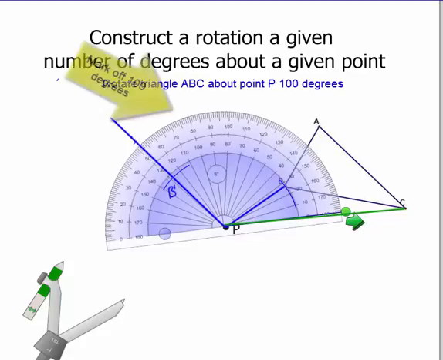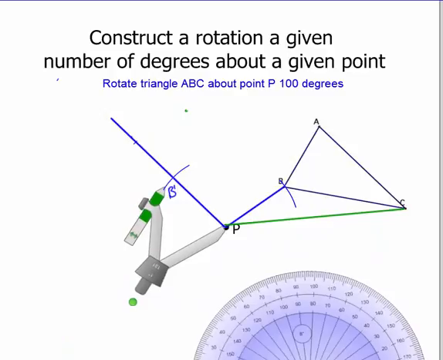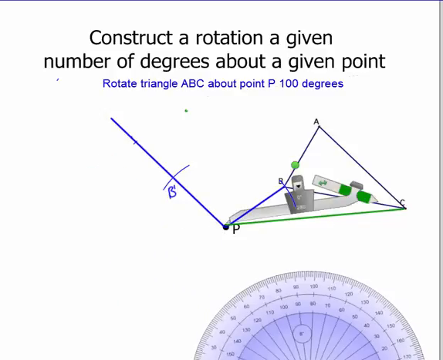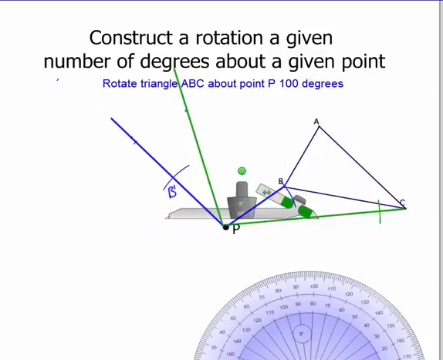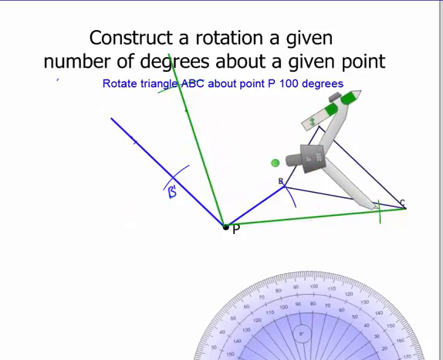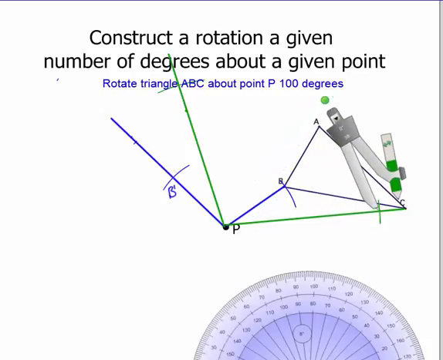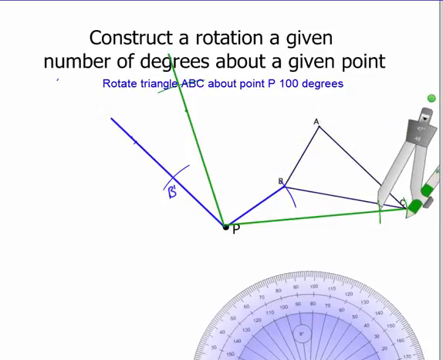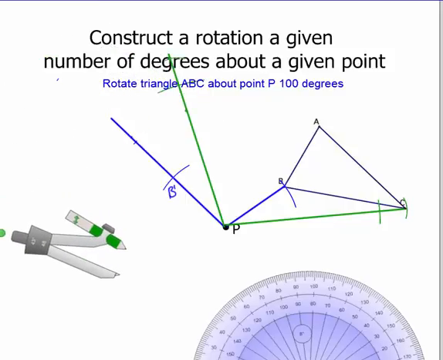So here's 100 degrees again from vertex C. And my compass doesn't extend out that far, but yours should. So I'll just do it twice. Well, there is C prime, and we'll need to do A also.